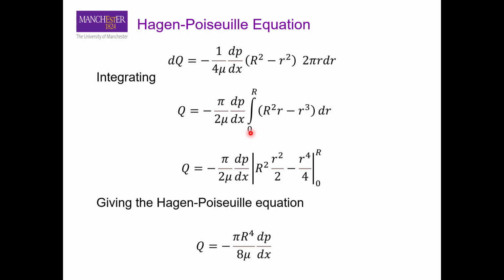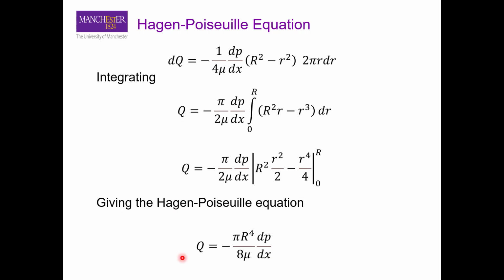because the fluid is present in the whole radius, so we have 0 to capital R, that is the radius of the pipe. We can write it as here, for example, we multiply this r inside, we cancel out 2, and we have 4 and 2 here, so we have 2 in the denominator. And if you do the integration of this equation, you get this equation here. Okay, and so if you now put the values of R and 0, after simplification, we get that Q is equal to minus pi R to the power 4 over 8 mu dp over dx.